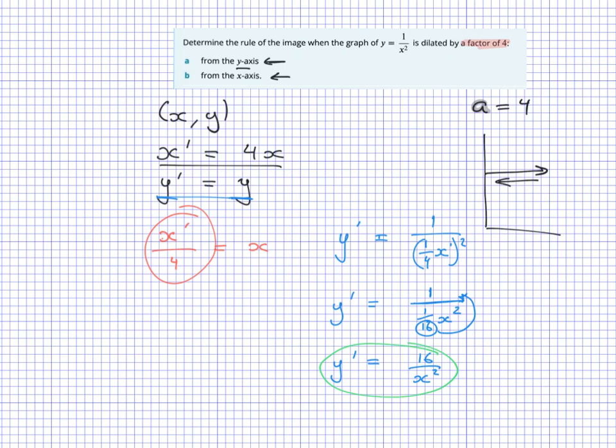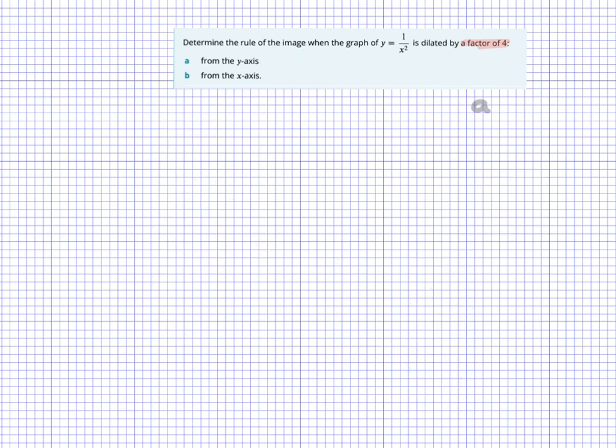All right, and you can see how our thinking had to run off the fact that we knew what the images were, and we also had to know that from the y-axis would only push the x value and not the y value because it was a horizontal change. When we come to do the next part, which is from the x-axis, I'm just going to delete all this. You can go back and have a look at it if you want to. I will highlight the factor of 4 again.